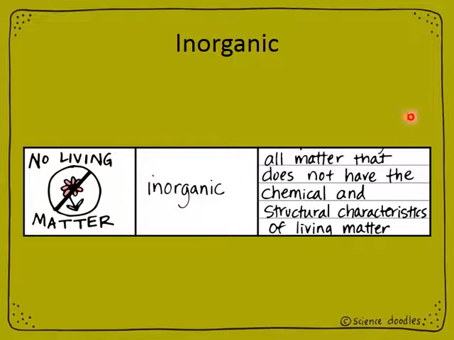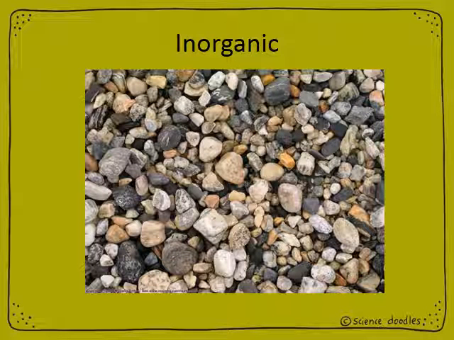Next is inorganic. So this might be a new word for you. This doesn't mean that you pay extra for it at the grocery store. It's not what that means. It just means all matter that does not have the chemical and structural characteristics of living matter. So in a mineral or in a rock, all of the material has to be inorganic. That means nothing in the rock or the mineral should be living. So it's all non-living matter. For example, these rocks are all made of inorganic matter, or matter that is not alive.